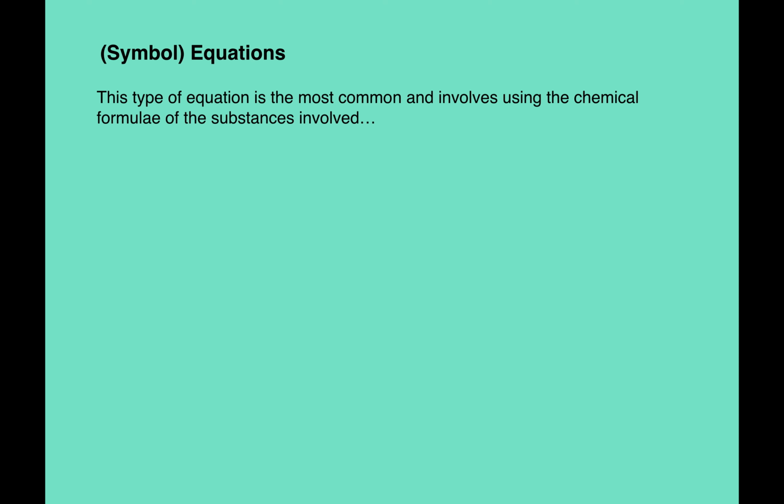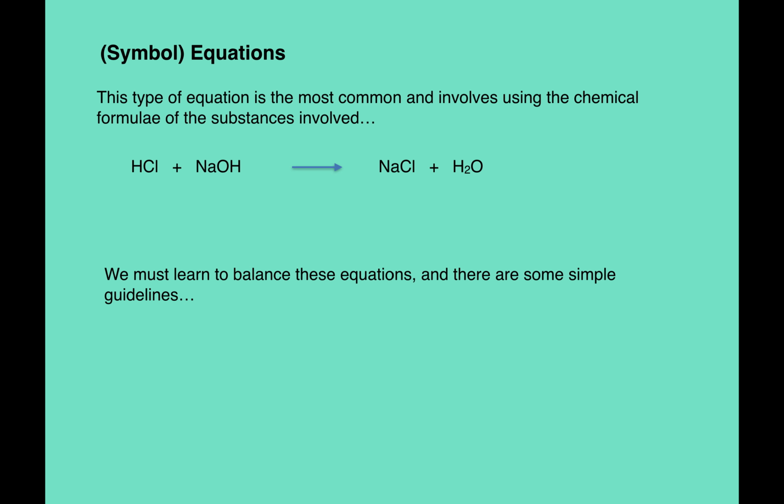Symbol equations. This is the most common at IGCSE, and you have to be able to write the chemical formulae of the substances involved. So, for example, if I'm reacting hydrochloric acid with sodium hydroxide, then I write the formulae of those two substances. I need to know the products, which will come with time, but acid plus alkali gives salt plus water. And then I need to think about balancing these equations.